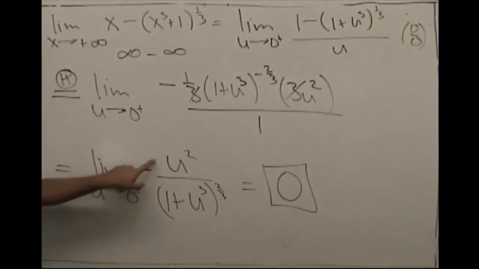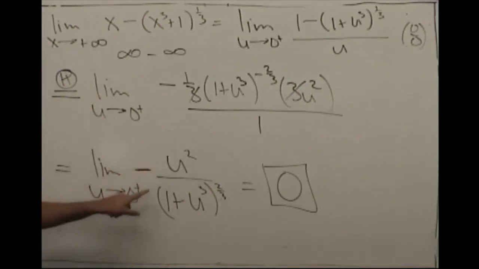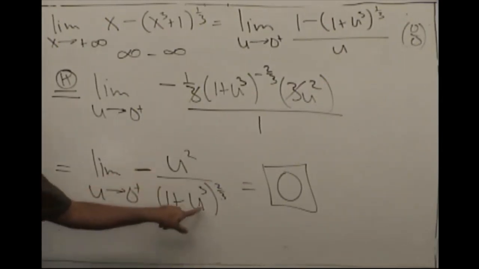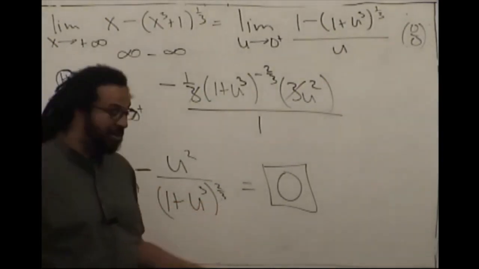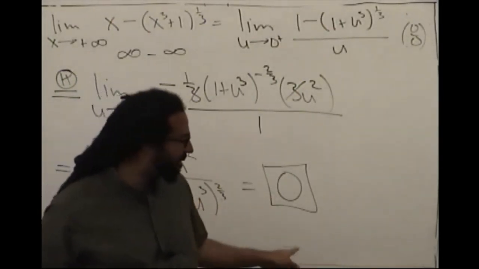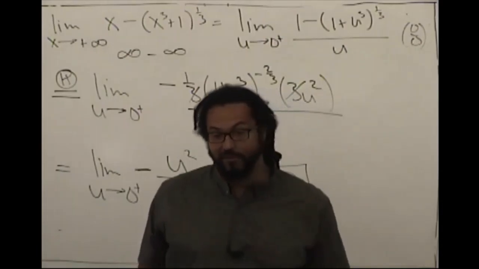I can certainly plug a 0 into this thing, right? And so I get 0 over 1 plus 0 to the 2/3 power. So that's 0 over 1, and that certainly is just 0. So that would be a good final answer for this problem. Okay.